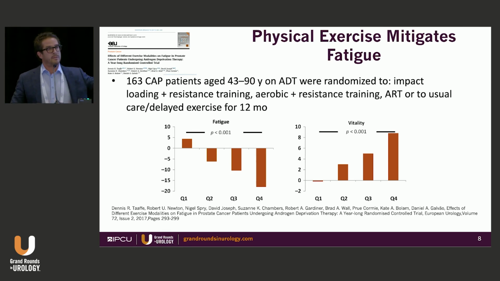All of the exercise programs improved fatigue and improved the patients' overall vitality. The next question everyone wants to know: what was the best program? What they found in this study was that impact loading and resistance training was just as good as aerobic and resistance training, and those patients improved generally within 6 months, as opposed to the patients that just got a handbook to go exercise. They improved, but it took them longer, until 12 months.